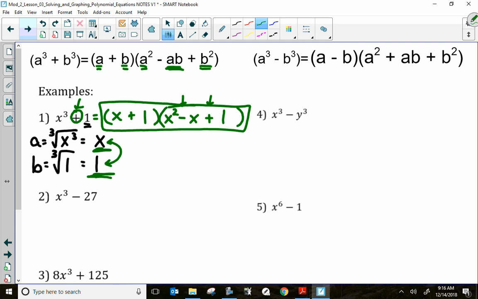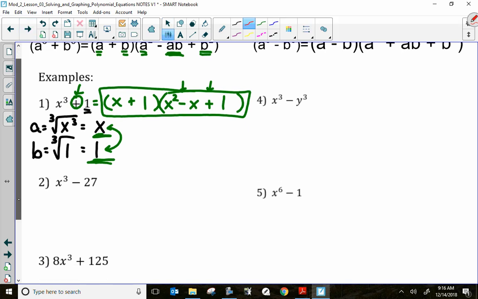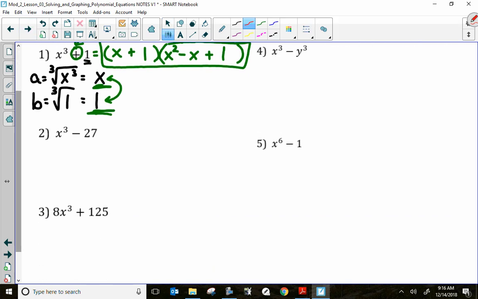If you want to go ahead and start to do some of these, by all means, go ahead. Pause this because I'm about to do this. It's about to get real here. So, my A is the cubed root of x cubed. That's x. My B, it's the cubed root of 27, which is 3.